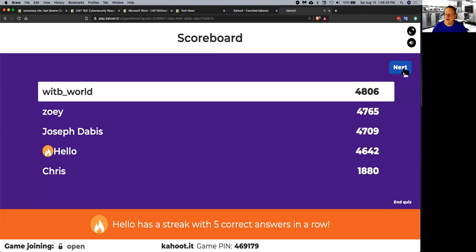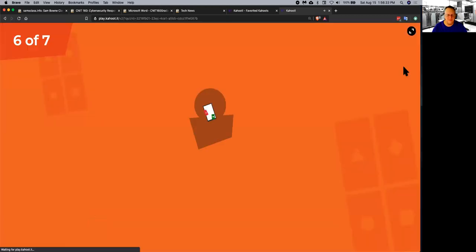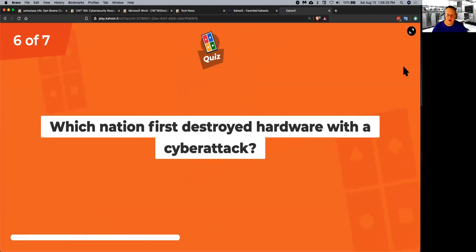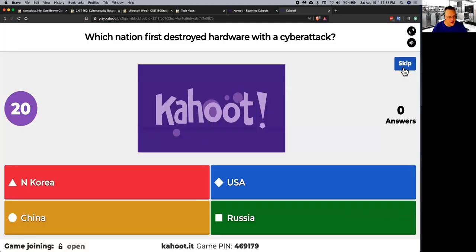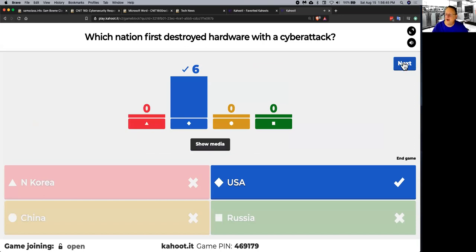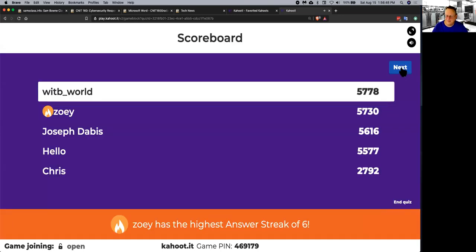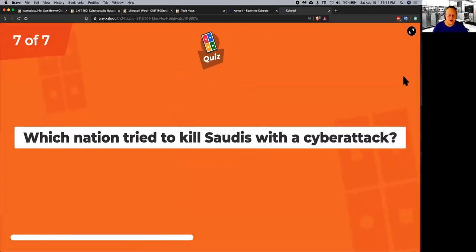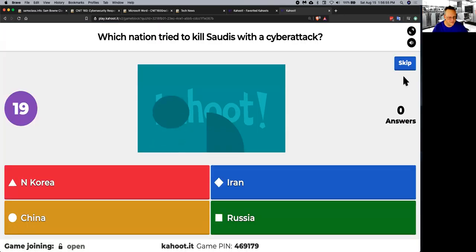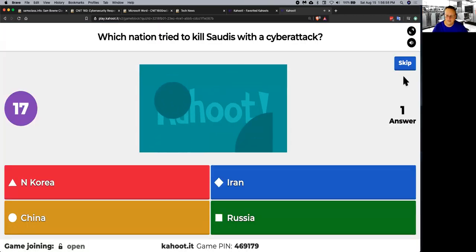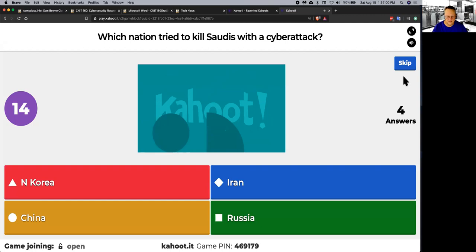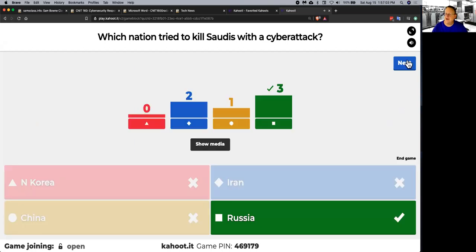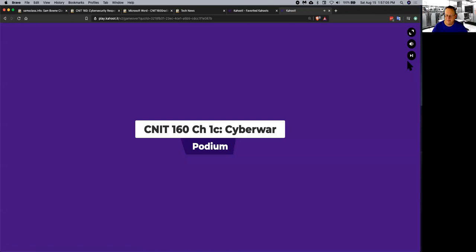I don't quite know what they're thinking of, but they do a lot of things like that. What nation first destroyed hardware with a cyber attack? That's us. We started it. All right. Us and Israel working together. All right. Who tried to kill Saudis with a cyber attack? That was the Russians. All right.